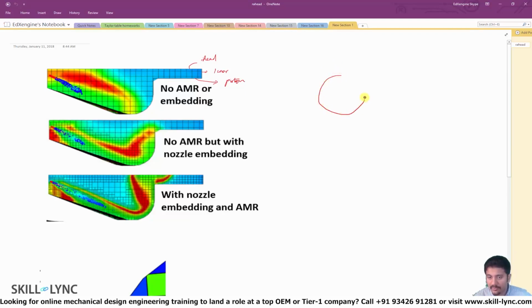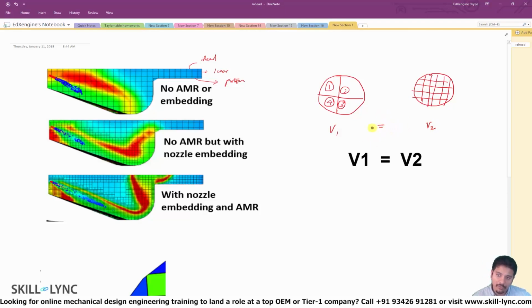For example, if I have a circle like this, and I try to mesh it in CONVERGE with just 4 mesh points, you can see that I have 4 cells: 1, 2, 3, and 4. Let us say I calculate this volume and it's going to be V1. Now let us say we set up a second case where we have more cells, maybe something like this. Here we would have at least 20 cells, and let us say the volume here is V2. Now in CONVERGE, V1 will always be equal to V2.